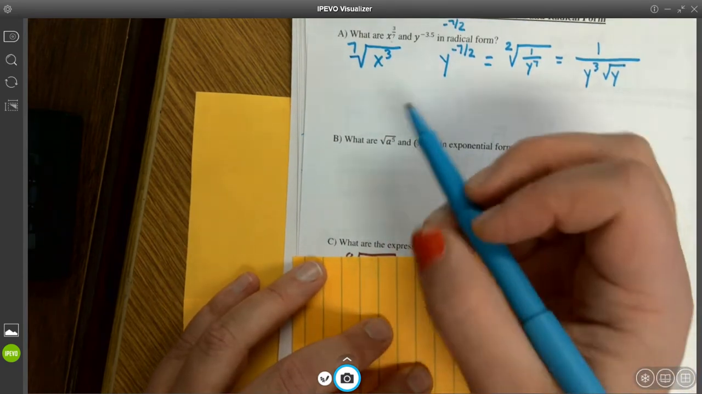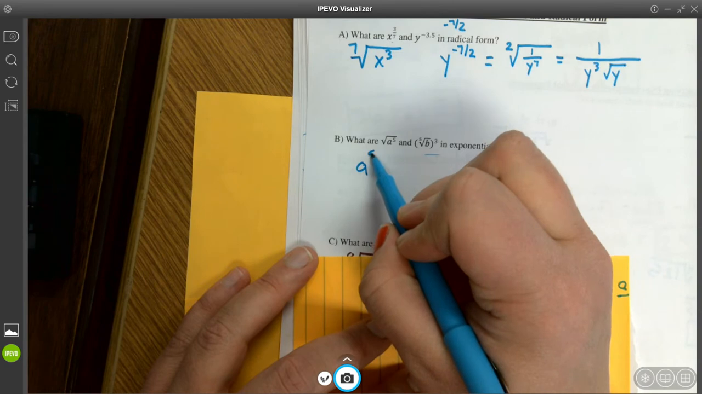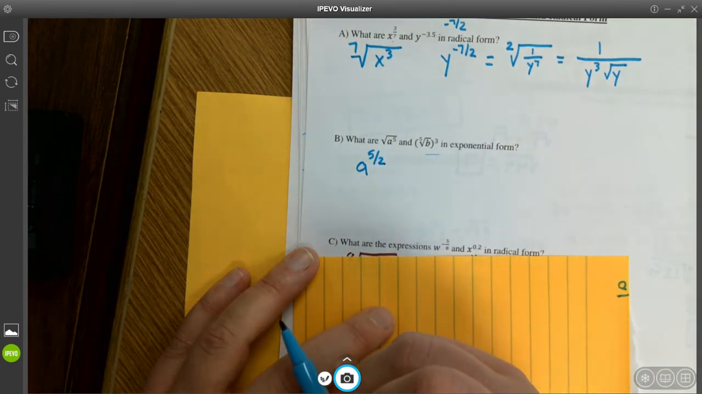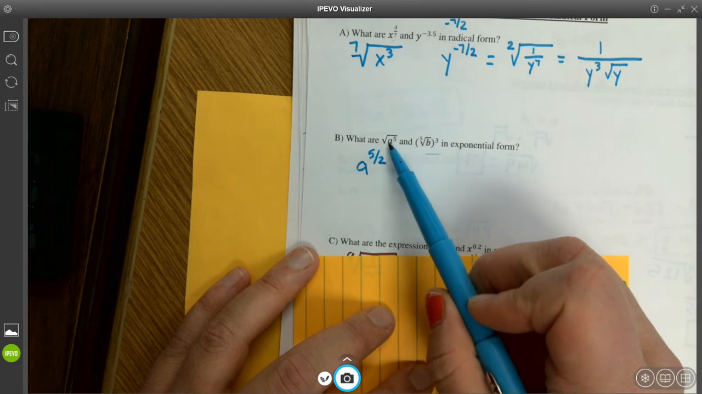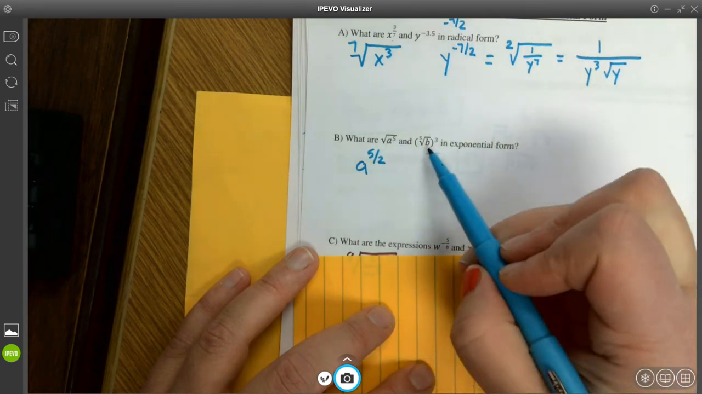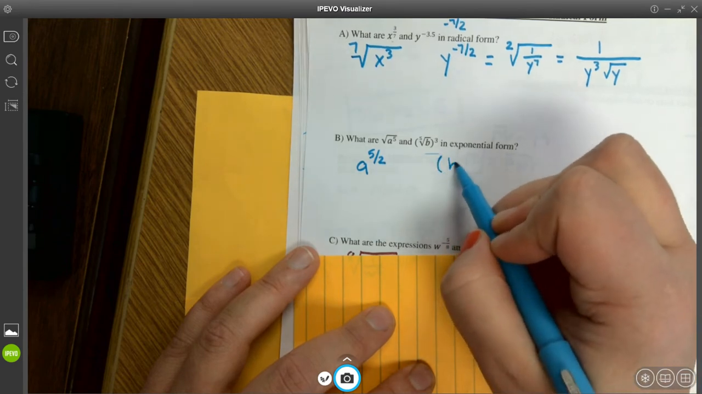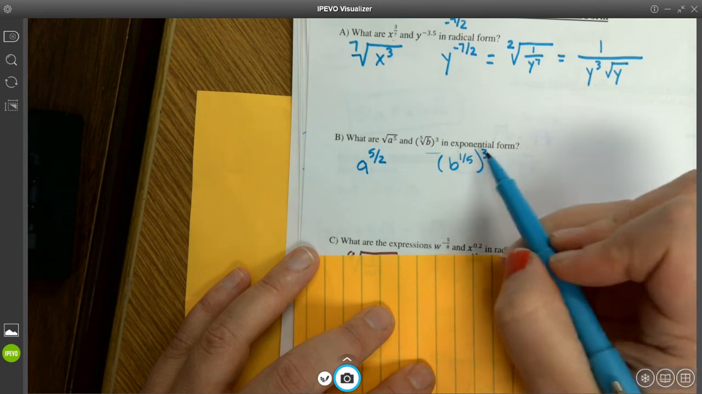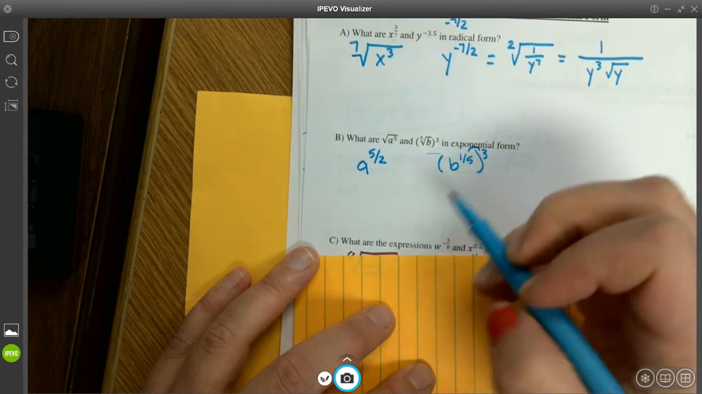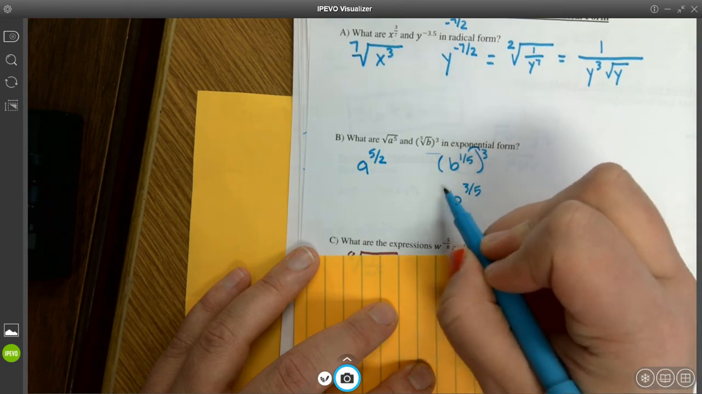Rewrite in exponential form. No index, my index here is 2. That becomes your denominator. So a to the 5/2 is the same thing as the square root of a to the 5th. It doesn't matter which way you do it. The b, so I can put this b to the 1/5, and then a cube on the outside. Power to a power, I should be multiplying: b to the 3/5.